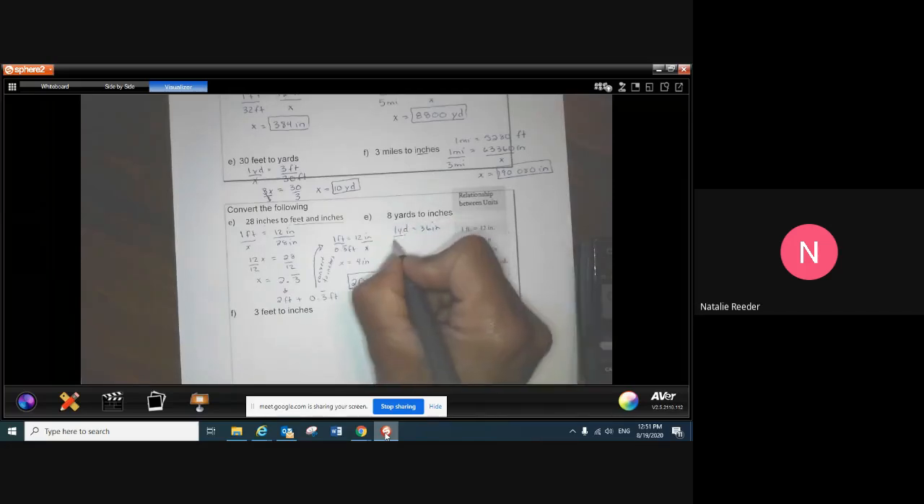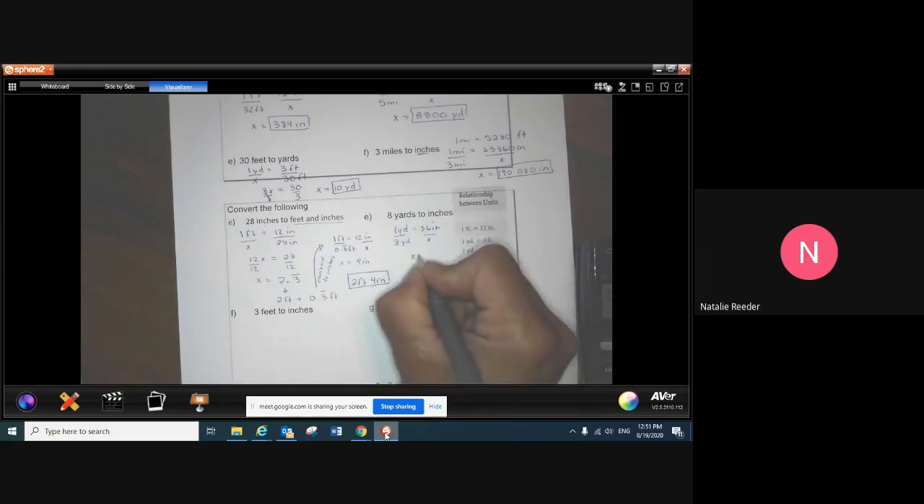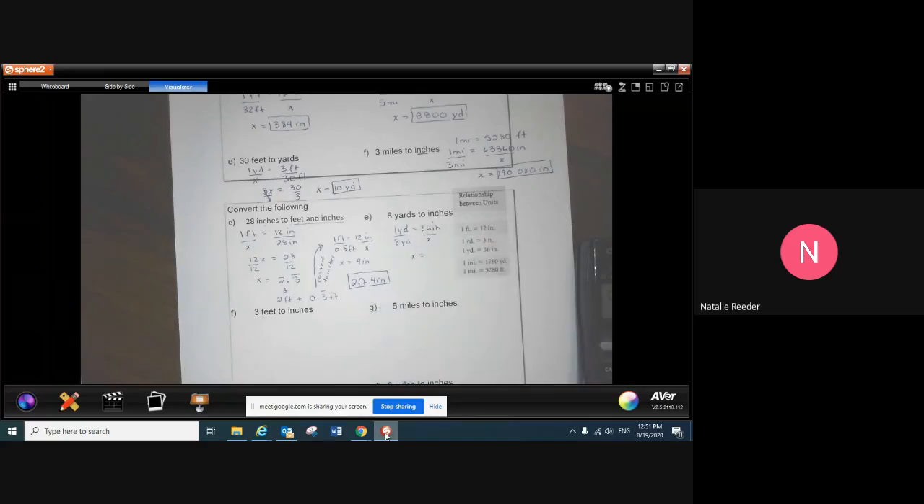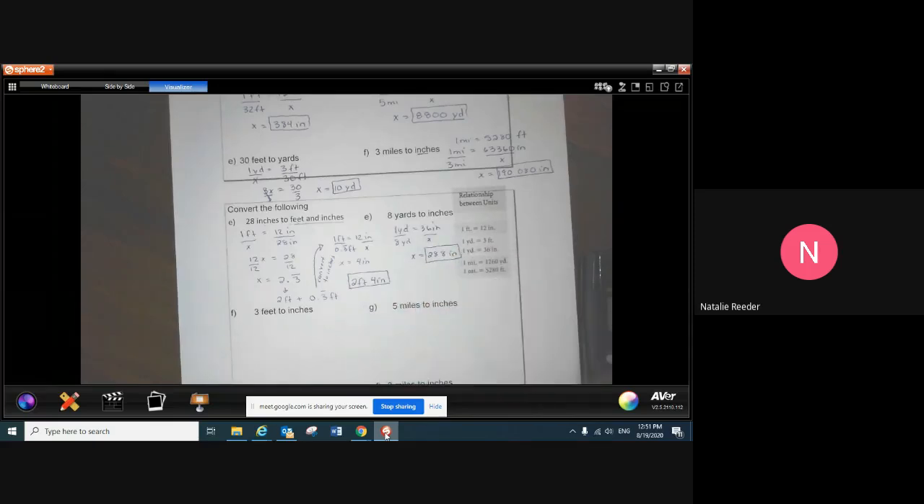I have 8 yards, so I put 8 under yards and x under inches. Cross multiply, x times 1 gives me x, and 36 times 8 is 288 inches. So there's your answer. So that one was a little simpler.